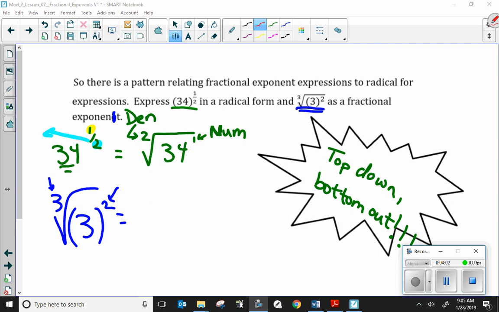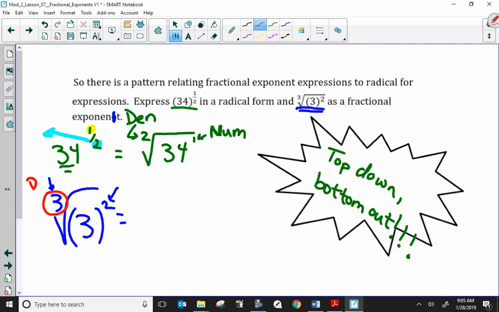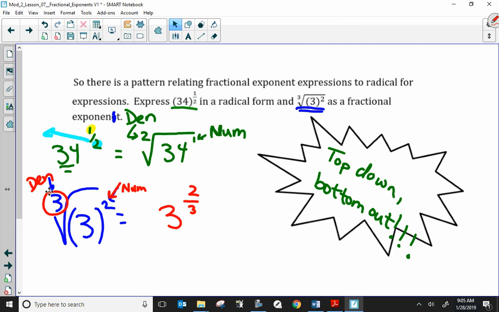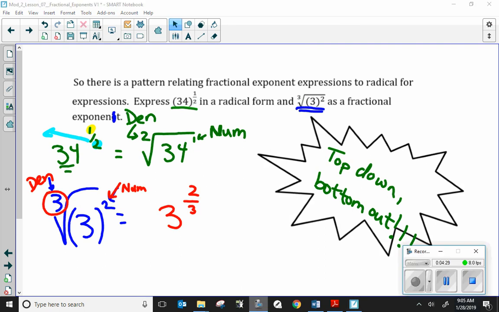The bottom came out, and this is the bottom of my fraction, my denominator. So if I rewrite my 3 with a fraction, the bottom came out and the top slid down. That was my numerator. It's the same thing, so it's real easy to go back and forth now. Top down, bottom out. The denominator is my root. The numerator just becomes the exponent for my base. Pretty simple.